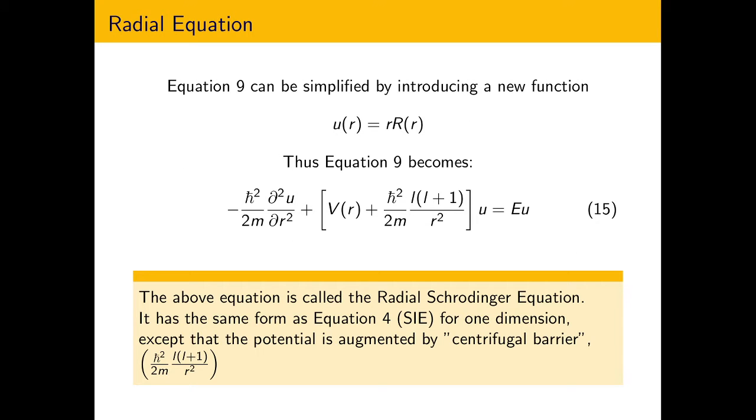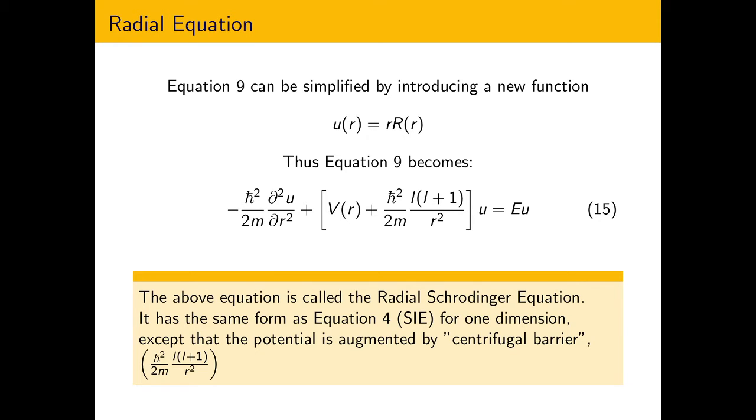Okay, now to the main part, which is the radial equation. So equation 9, which was the radial part of the Schrodinger equation, is simplified by introducing the new function u of r is equal to r into R of r. So equation 9 becomes minus h cross square by 2m into dou square u by dou r square plus V of r plus h cross square by 2m into L into L plus 1 by r square of u, which is equal to E of u.